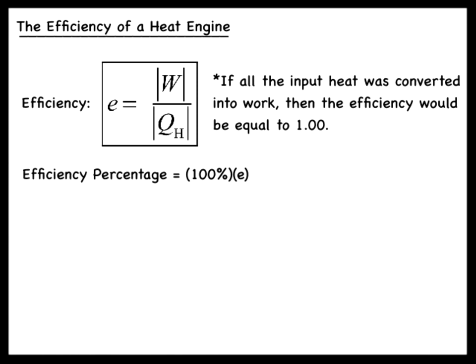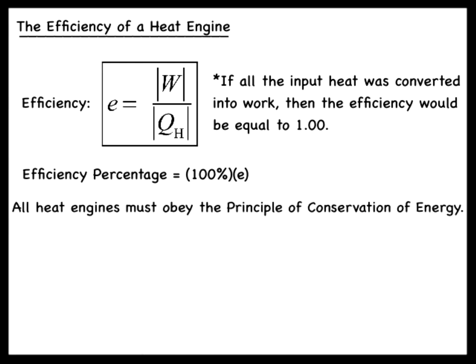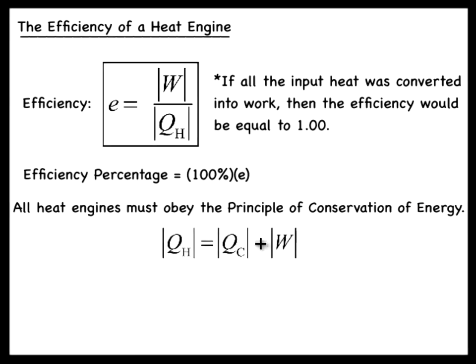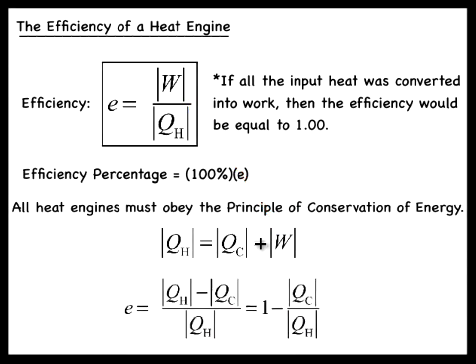An engine, like any other device, must obey conservation of energy. If there are no other losses inside an engine, then the principle of conservation of energy requires that the magnitude of QH equals the magnitude of W plus the magnitude of QC. We can solve this relationship for the magnitude of W and substitute it back into the equation for efficiency to obtain the following. This allows us to calculate the efficiency of a heat engine in terms of the input and output heat. We will see in the next section that nature does not allow 100% efficient engines to exist.